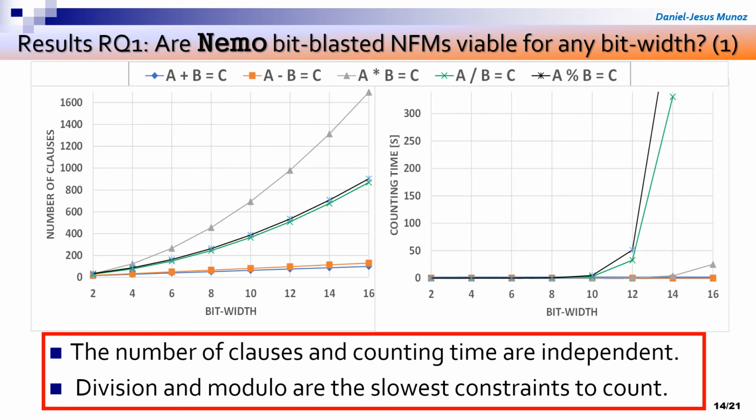As we can see, there isn't a relationship between number of clauses and counting time. Why? Let's take a look at the lines. The first line is from the multiplication, which generates the maximum number of clauses. But on the right side, we can see that it's not really slow to count. On the other hand, division and modulo have an average number of clauses, but they are really, really slow to count.